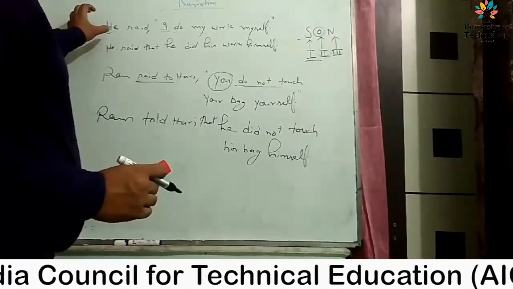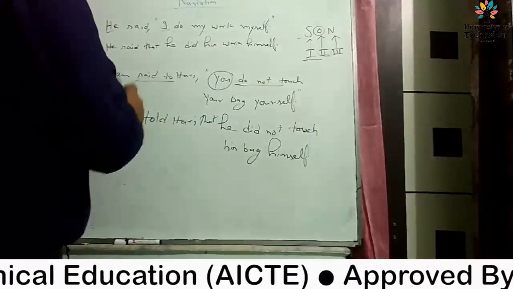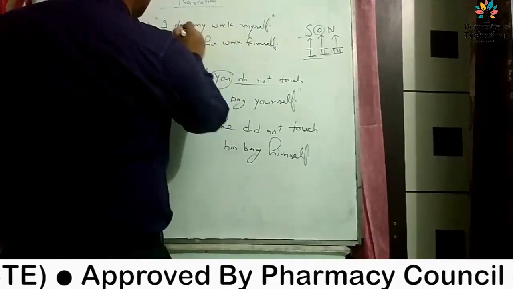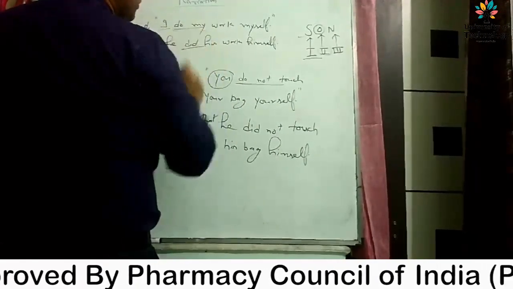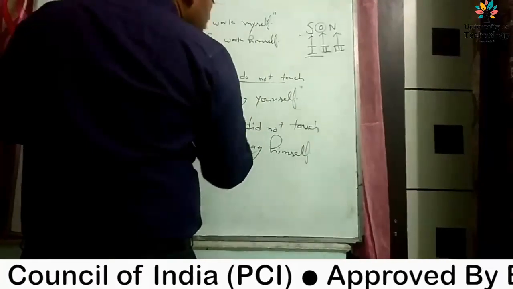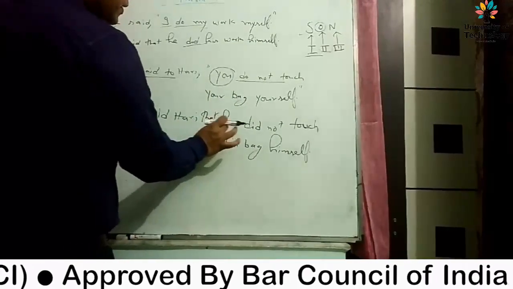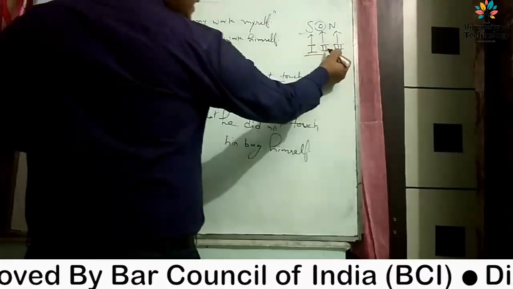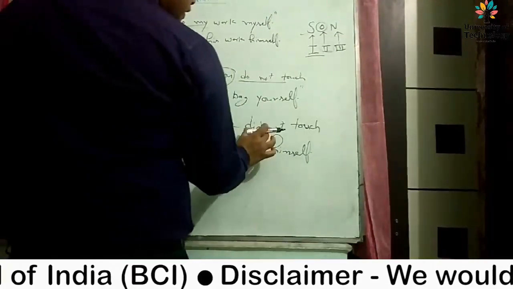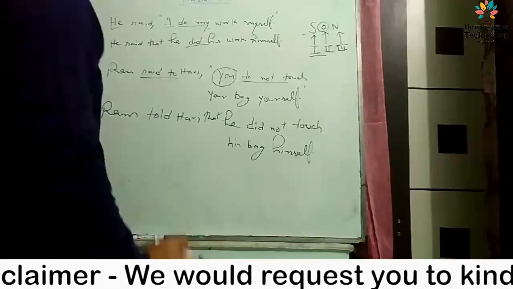Now, once again, let's pay attention. He said, I do my work myself. So he said that he did his work himself. Do will be converted into past tense. Ram said to Hari, you do not touch your bag yourself. So Ram told Hari that you is second person, it requires the object. He do not will be did not touch his bag himself.